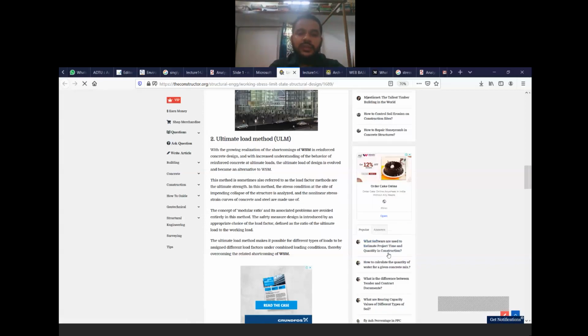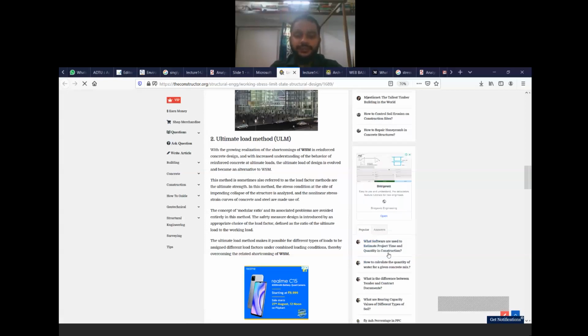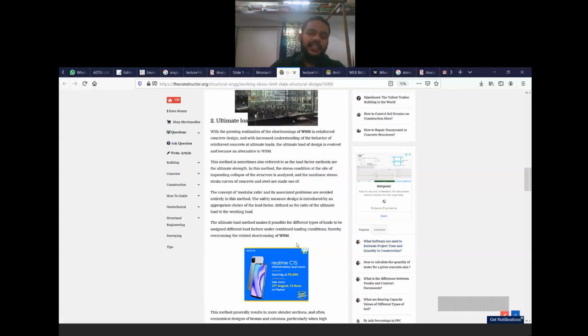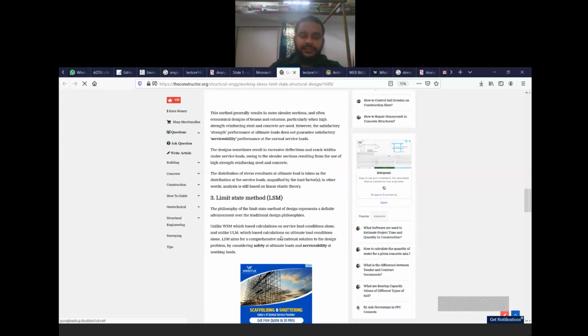If you find the ratio of ultimate load by working load, you will get a value. That value they introduced as the load factor. In this method, they divided the ultimate load by the working load, and that value is known as load factor. Because of this factor, the method is named the load factor method also, ultimate load method or load factor method. And the last method is known as the limit state method.